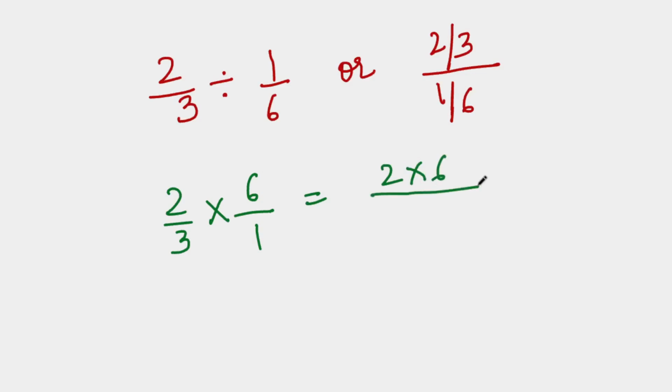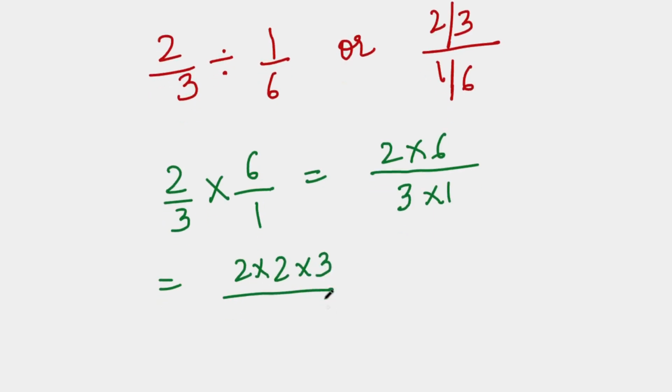Now it becomes multiplication of fractions. So we multiply the numerators to each other. We multiply the denominators to each other. Then we see if there are any common factors in the numerator and denominator. We will cancel them out and this is how we get to our answer. So here we get 4. Okay.